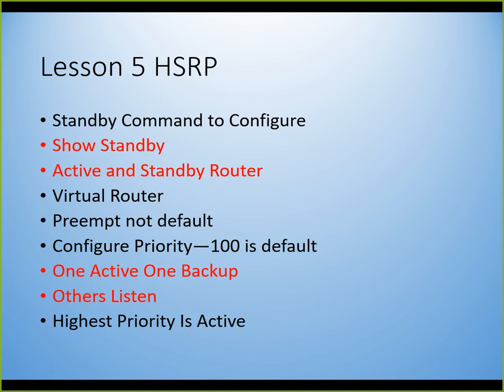In order to do that, you probably are going to want to tell the system which one we want to be, and we did that by assigning a priority above 100, which is the default. Preempt is not the default on HSRP, and we talked about the virtual router a little bit already. So we have one active, one backup, and all the others that are configured as part of the HSRP group are going to be in listen mode. And the highest priority is the one that's going to be the active one.